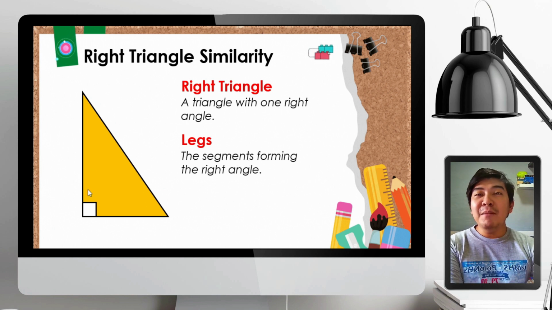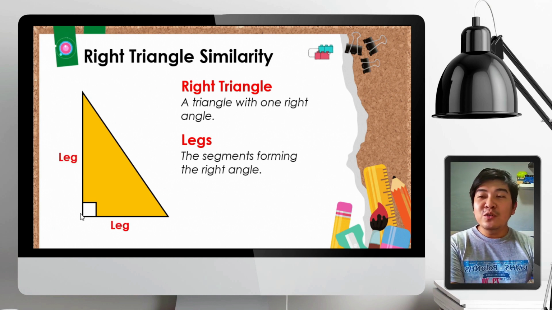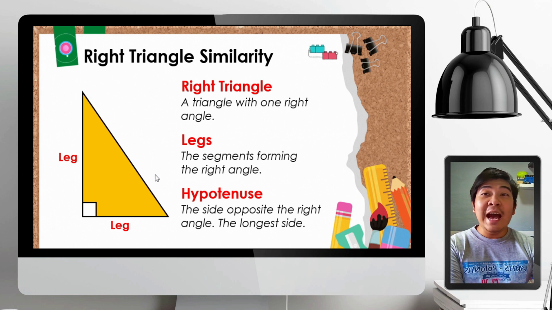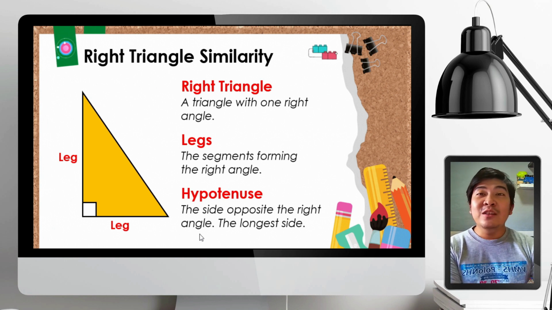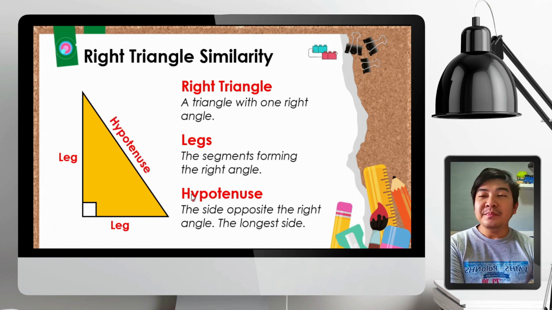Where are the legs in our right triangle? We have two legs. These are the segments that form the right angle. What do we call this side? It is the side opposite the 90-degree angle. This is what we call the hypotenuse of our right triangle. It is the side opposite the right angle, and it is the longest side of our right triangle.